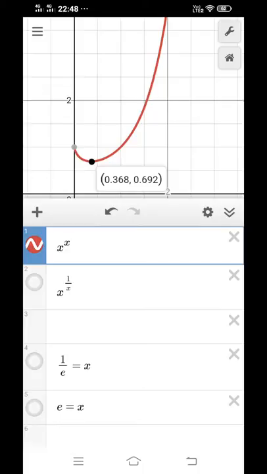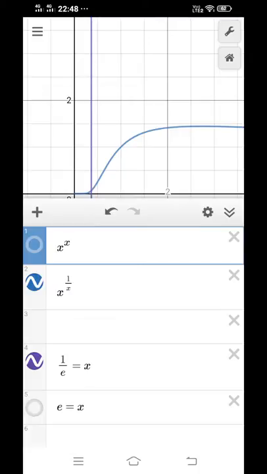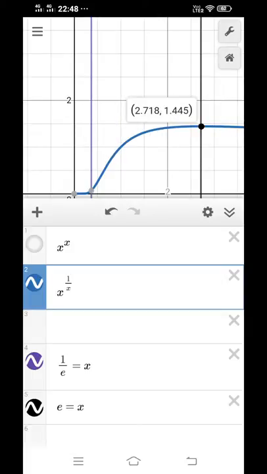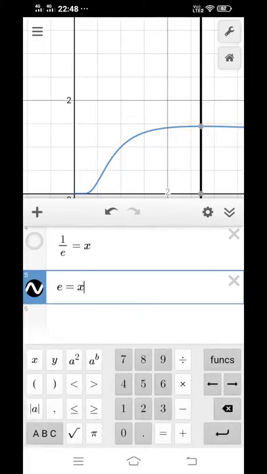this number 0.368 is nothing but this 1/E, this 1/E that you are seeing here. So actually x^(1/x) is also a function which has a maximum at this point, which is also this E, as you are seeing over here. As you can see, when you go here it is very low. When you go here also it is low, but when you come to this point it is very high, 1.414. Like that, E is a very special number.